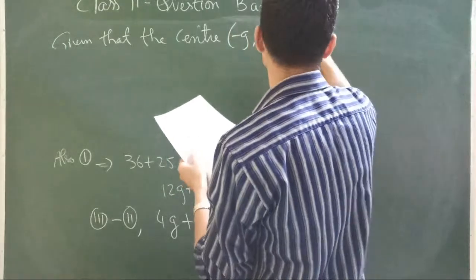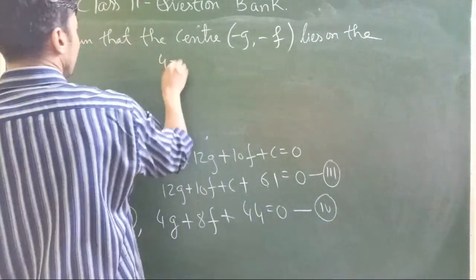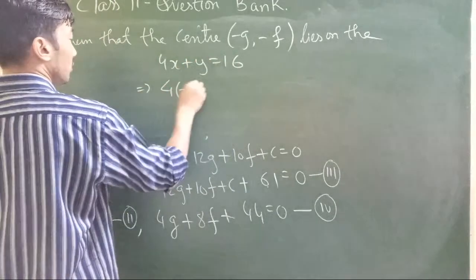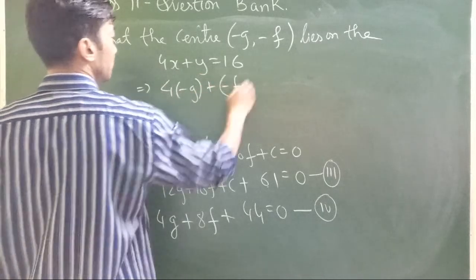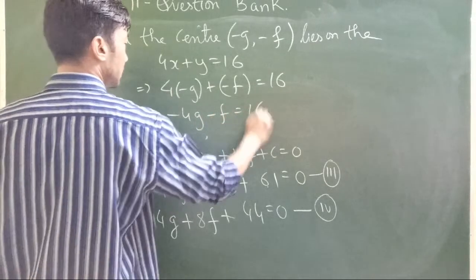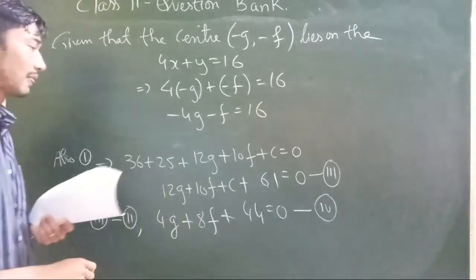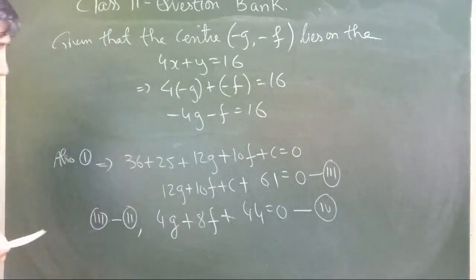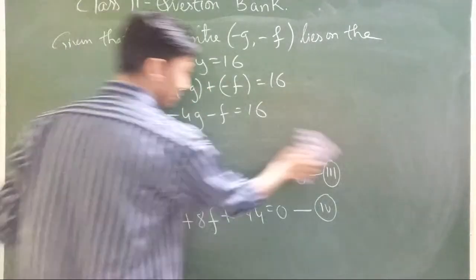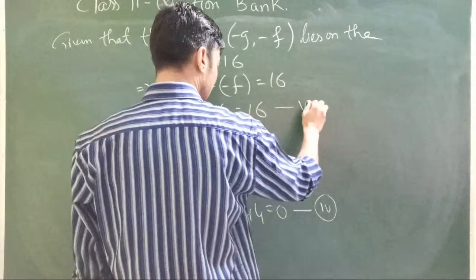Lies on the line 4x plus y is equal to 16. So that implies 4 of minus g plus minus f is equal to 16, minus 4g minus f is equal to 16. So that's our equation 5. It's up to you how to simplify. The simplification, as I say, can be done in your own ways. So let me put this as equation 5.